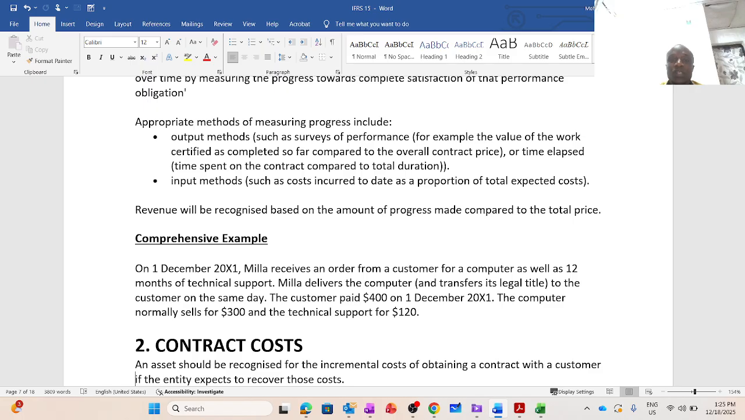So we are going to calculate it, and in the final stage we are going to recognize revenue. We are going to recognize revenue at a particular point in time for the computer, and for the technical service, we are going to recognize it over time. So this is how we are going to prorate, because we are going to provide the service for 12 months. Once the 12 months is completed, that's the time we are entitled to the full revenue for the technical support. So this is the concept that you need to know.